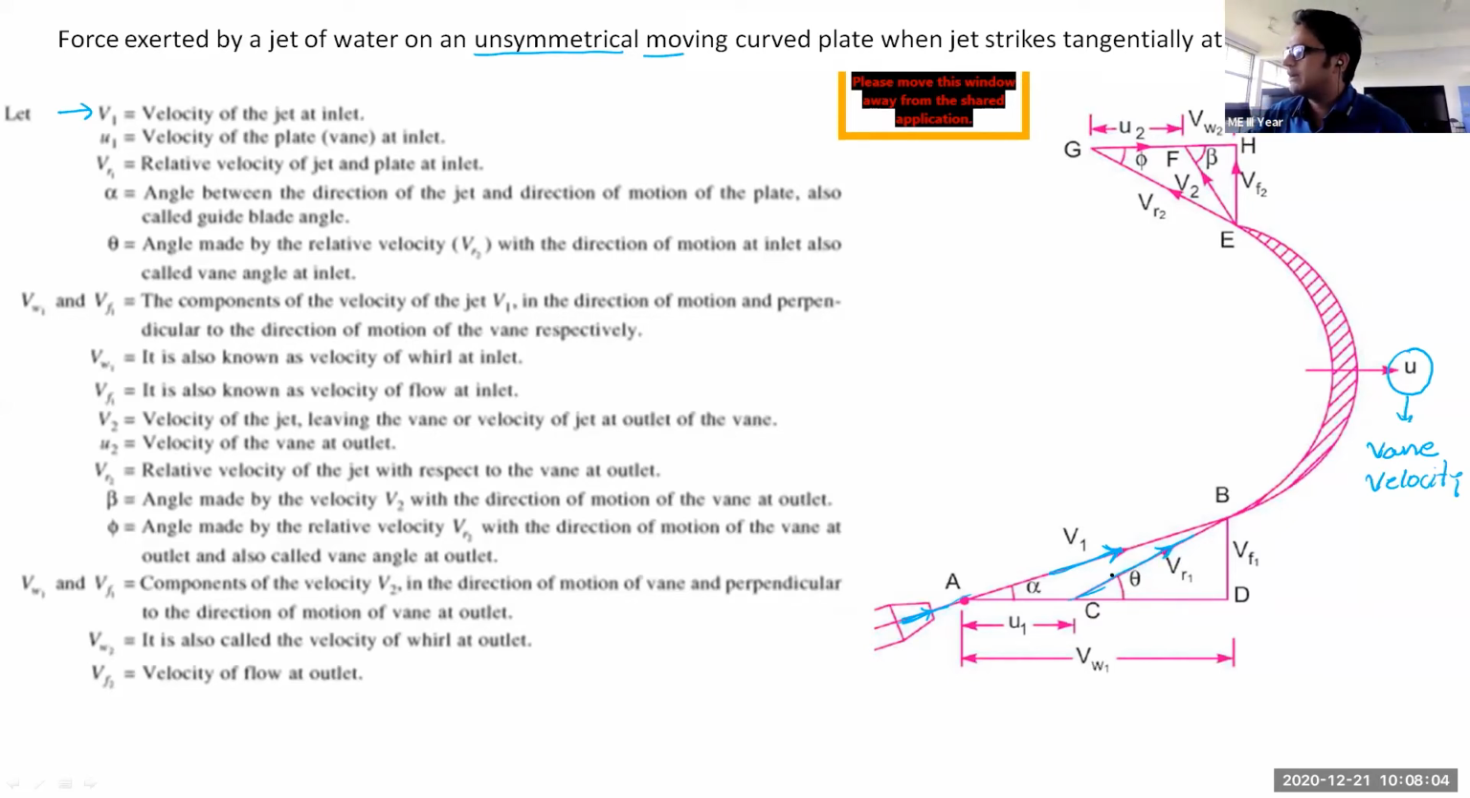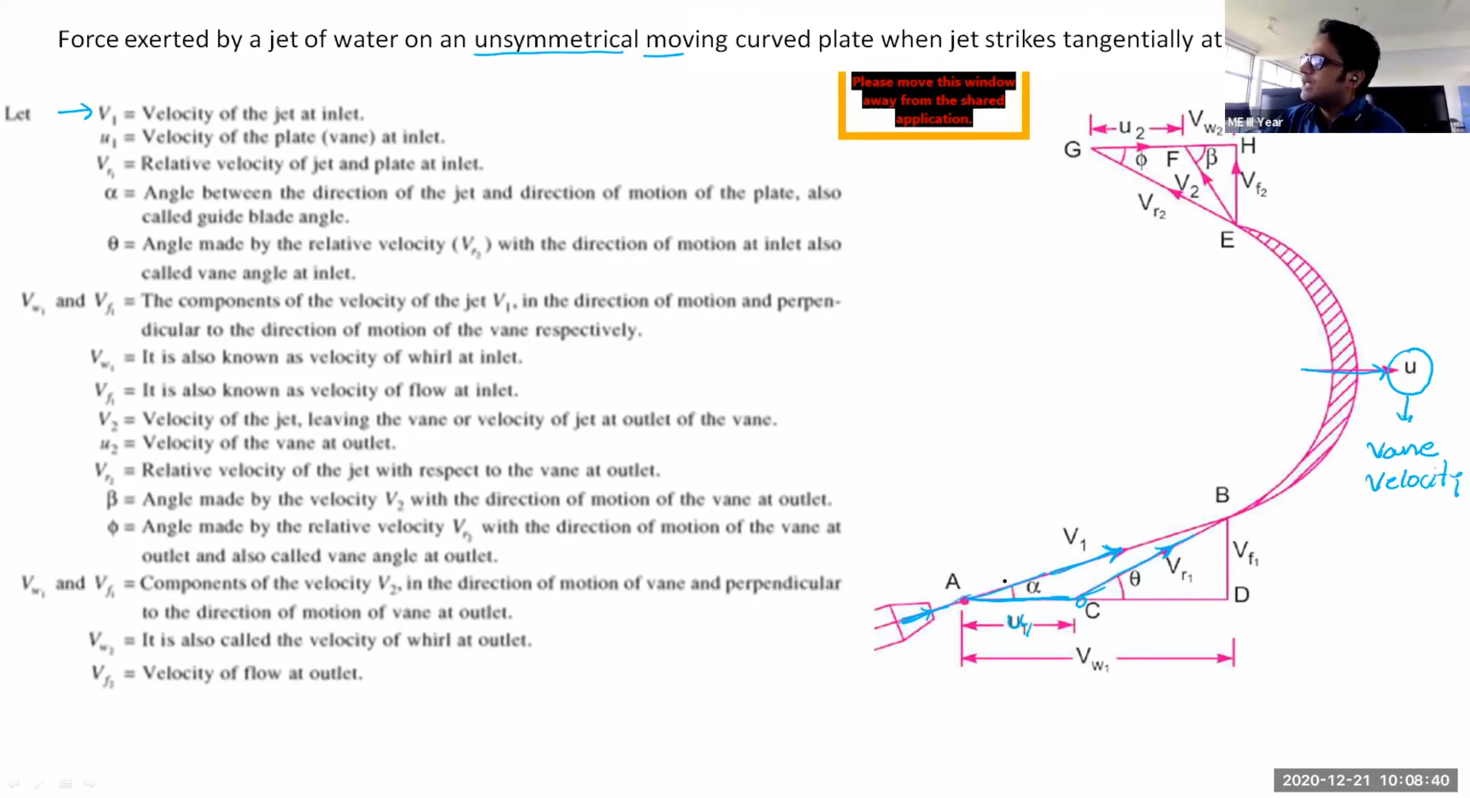Now, how do we get this VR1? We know the velocity with which the water is striking, this is your V1, velocity of the jet. We know the velocity U also with which this vane is moving. So in the horizontal direction, you have to make this length which is equivalent to your U1. U1 is your vane velocity, V1 is your velocity of the jet. When you join this point C and B, you will get the relative velocity.